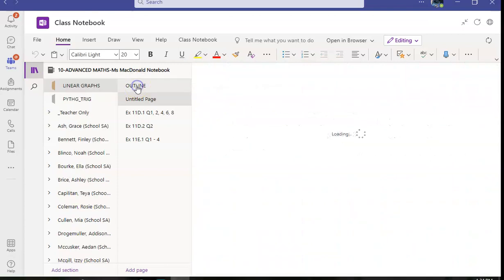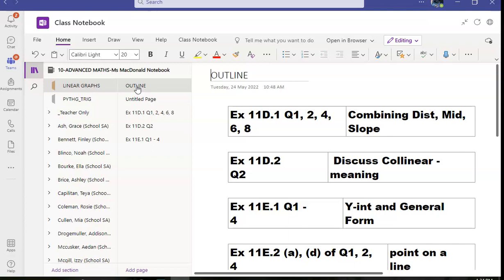Linear graphs, right at the beginning, we've got our outline. So we haven't started any of this yet. The stuff we were doing last lesson was, I'll be your scribe, midpoint, distance and slope. So a little bit of revision from last year. And we got into some nice algebra with it.